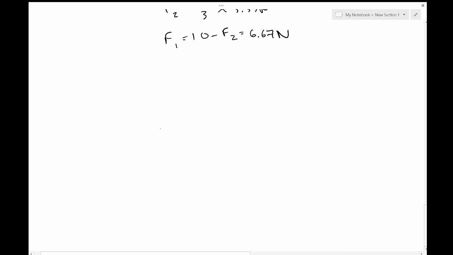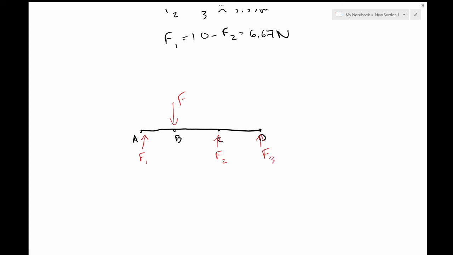So say we have, again, we'll just draw a bar, but this time we're going to have 4 points on it. We're going to say this is A, B, C, and D. And then we're going to have 4 forces now. We're still just going to have our F coming down at B, and then we're going to have F1, F2, and F3.